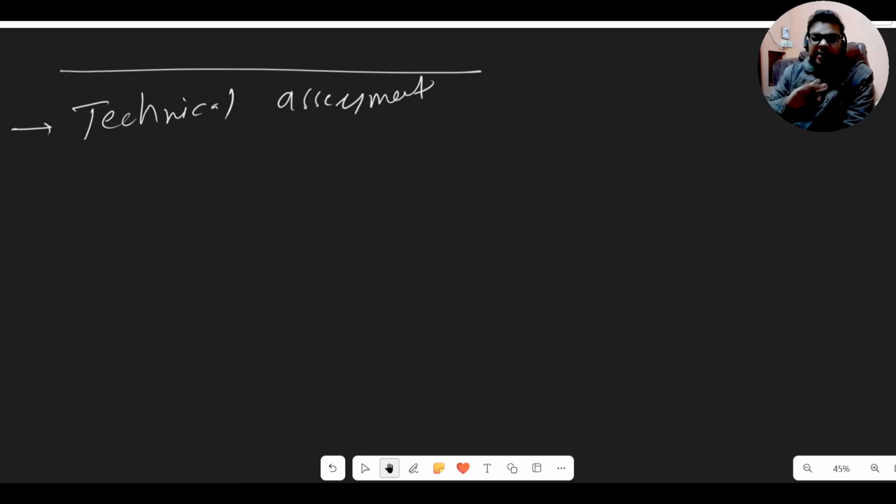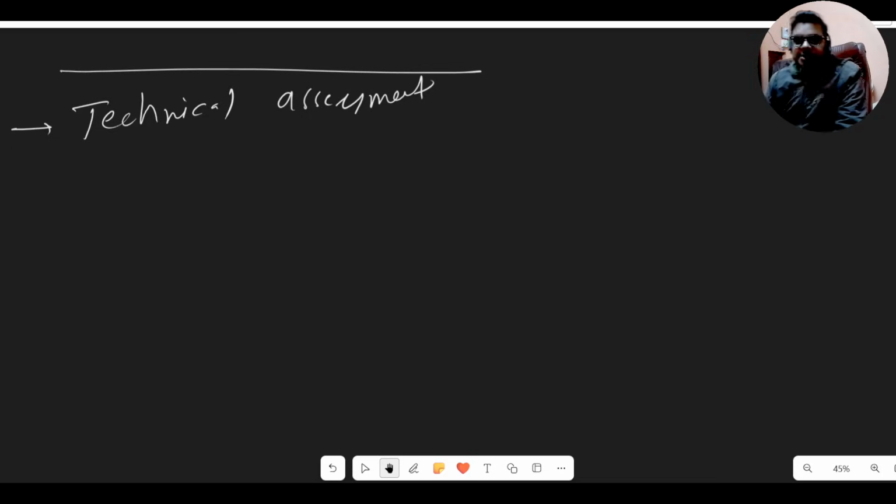Now the main round comes. If you clear this, then you will proceed with the technical assessment. But if you do not clear the cognitive assessment, your test will exit and you cannot proceed with the technical assessment. It is an immediate rejection if you are not able to clear this.